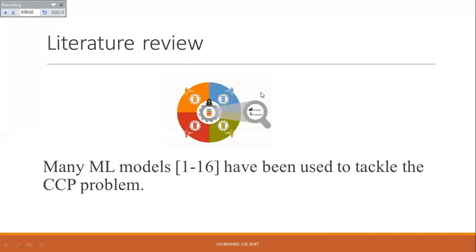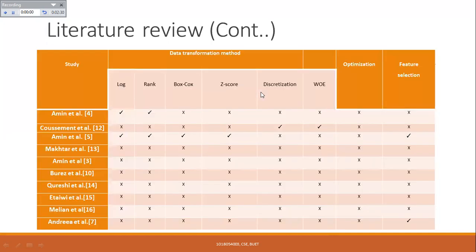Now, due to review, many machine learning algorithms have been used to tackle the churn prediction problem, like naive Bayes, random forest, feedforward network, etc. This slide shows a few studies where the researchers used a few data transformation methods. Reference 12 uses log transformation and rank transformation. Reference 12 also uses discretization transformation and weight of evidence transformation. Reference 5 uses log, rank, Box-Cox data transformation. References 5 and 7 use feature selection methods.